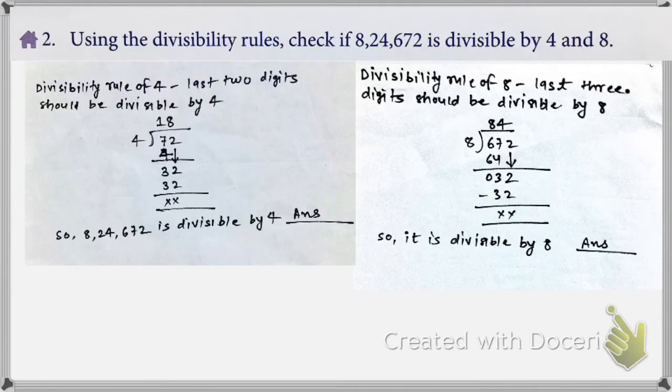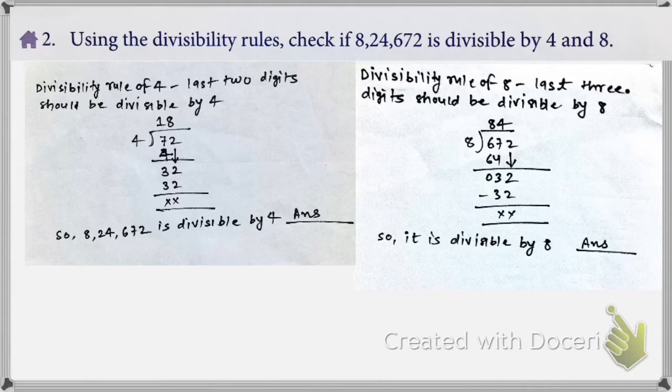Then similarly you write the divisibility rule for 4. What is the divisibility rule for 4? The last two digits should be divisible by 4. What are the last two digits? It is 72. When you divide 72 by 4, it is completely divisible because there is no remainder. This is called the remainder. The remainder here is 0, which means it is completely divisible by 4.